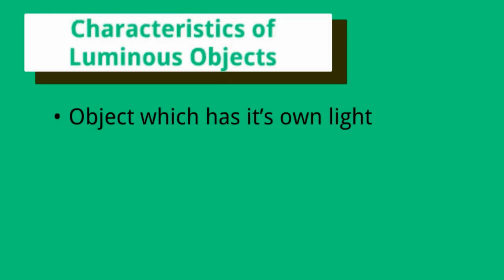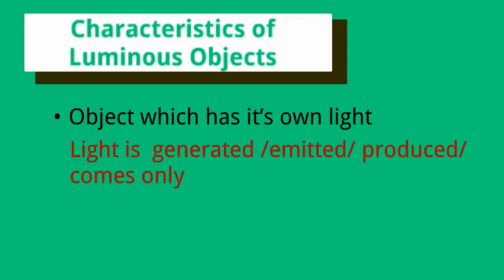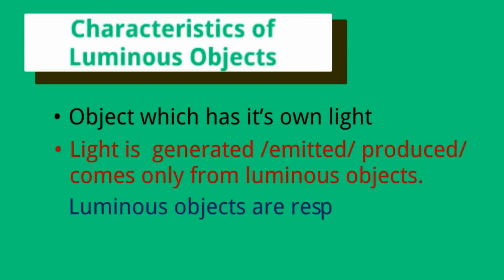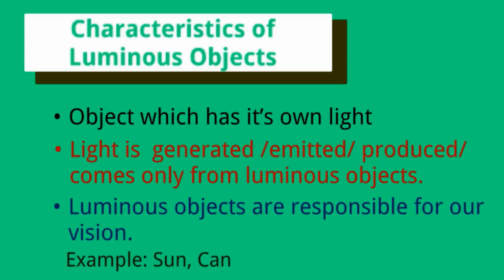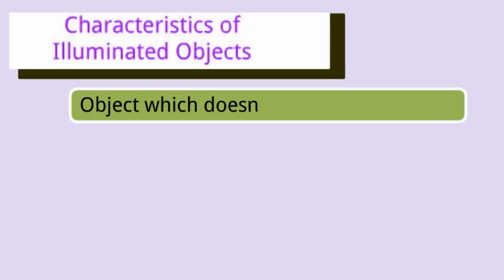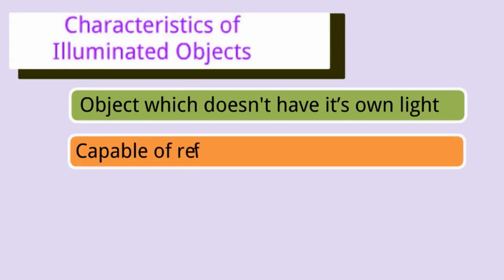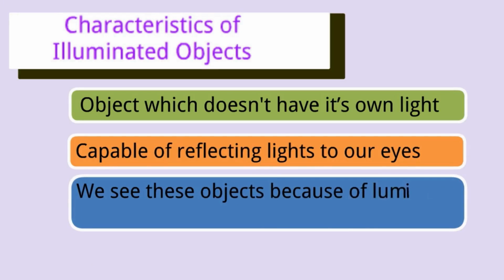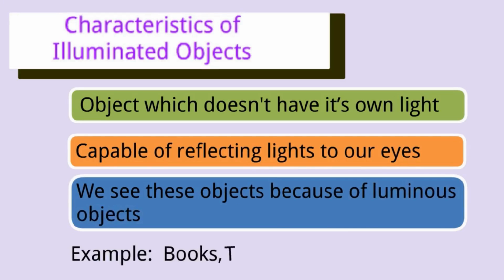An object which has its own light. Light is generated or emitted or produced only by luminous objects. Luminous objects are responsible for our vision. Examples, we have already discussed, sun, candle, bulb, firefly, etc. And characteristics of illuminated objects: an object which doesn't have its own light, capable of reflecting light to our eyes. We see these objects because of luminous objects only. Examples, books, pen, trees, pencils, etc.